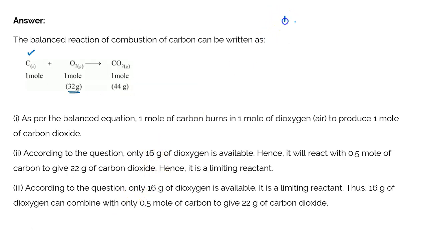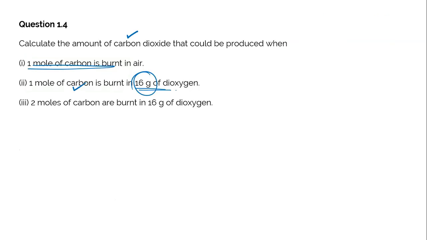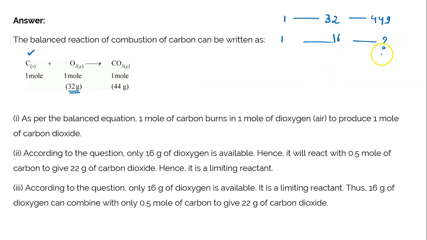So now if 1 mole of carbon can burn in presence of 32 grams of oxygen to give you how much? 44 grams of carbon dioxide. When you take 1 mole but then only 16 grams of oxygen, how much carbon dioxide will be produced, right? So they are asking you to calculate the amount of carbon dioxide for every part. So you're calculating how much carbon dioxide is produced even here. If 32 grams can give you 44 grams of carbon dioxide, 16 grams can give you how much? You simply need to cross multiply here. It will be 16 into 44 divided by 32.